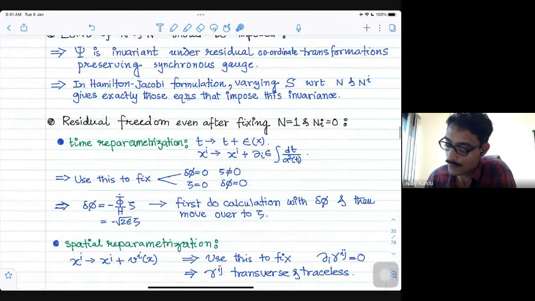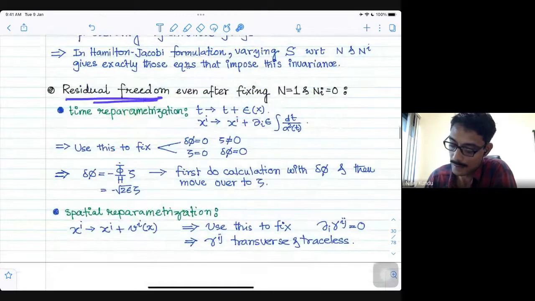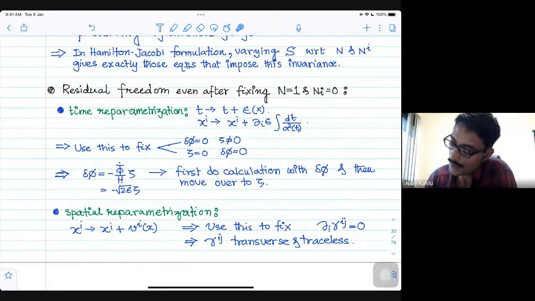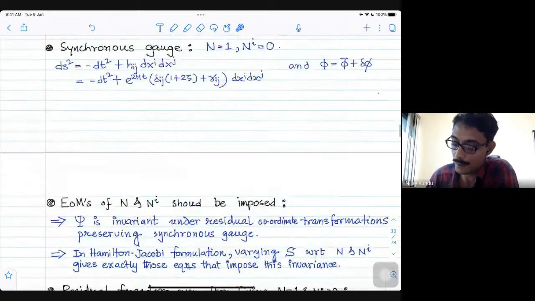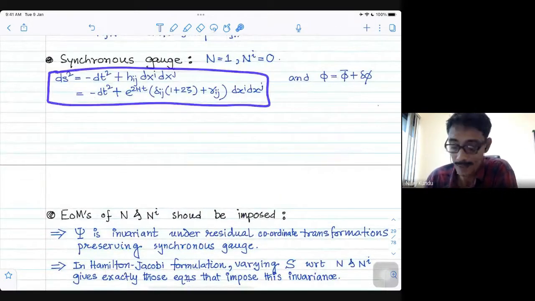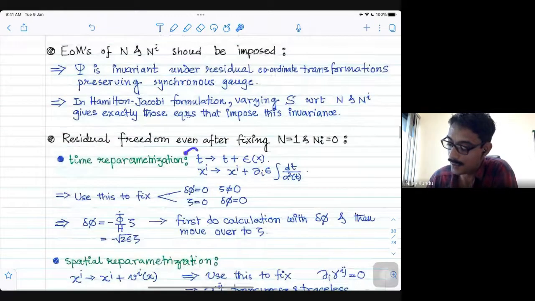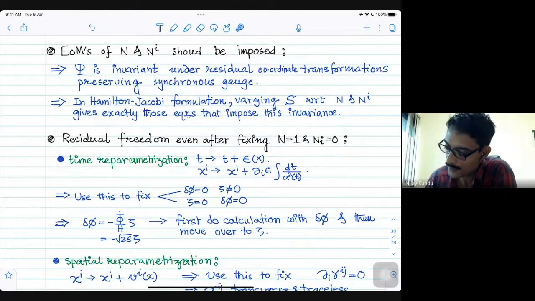And those residual freedoms are like this, where I have some time reparametrization, so I can change time by some function of the positions with some associated rescaling or redefinition of the momenta. So these two together keep this form of the metric invariant. That's the statement. So I fixed this gauge and I've obtained this form of the metric, but I can still do this time reparameterization that keeps me in that gauge.